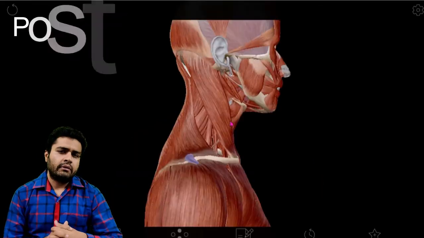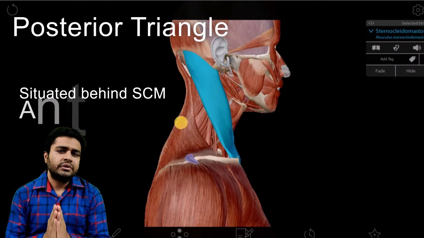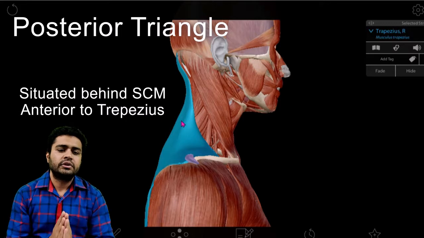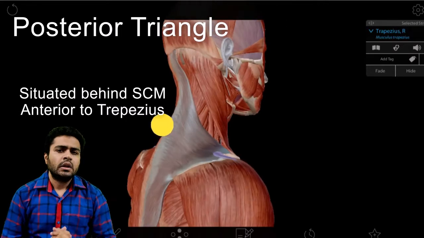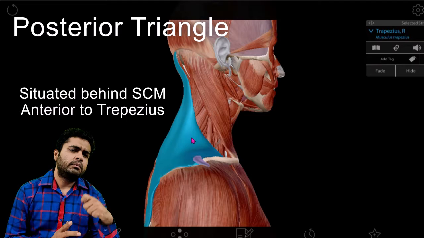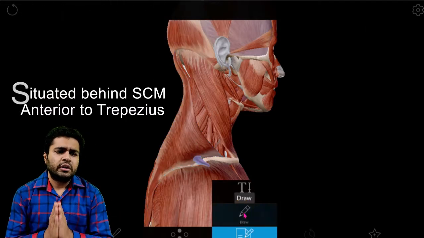Let's begin the topic. So posterior triangle, why is it known as the posterior triangle? Because it is situated behind the sternocleidomastoid muscle. And the trapezius is situated posterior to the posterior triangle.